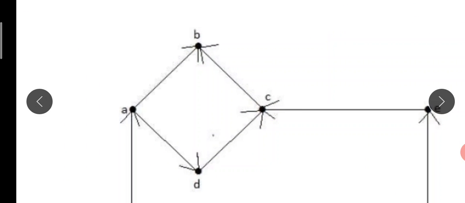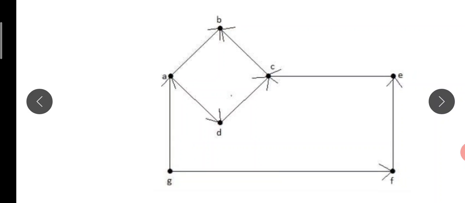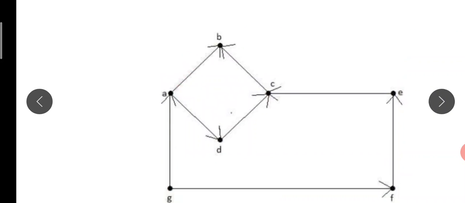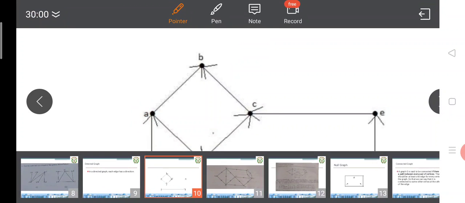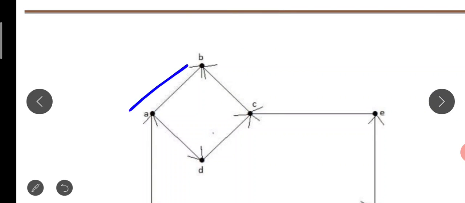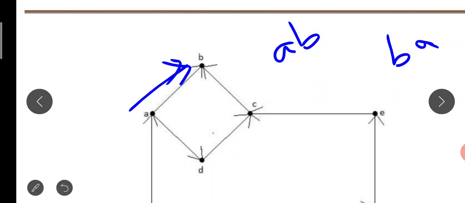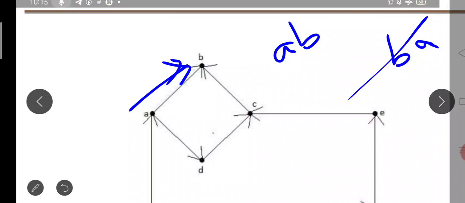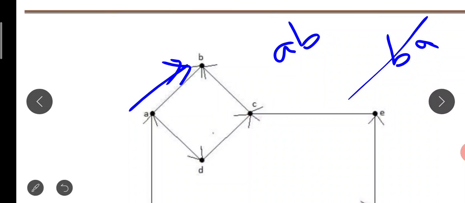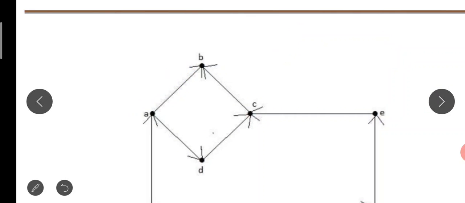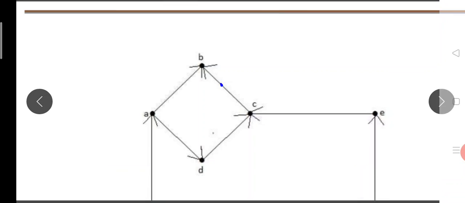If you compare this graph with the earlier graph, there is a speciality: the direction of edges is mentioned, like A to B. While writing the edge set, I should write AB. Suppose you write BA, it is wrong, because the edge B to A is not there in the directed graph. Edges should be directed edges, direction is mandatory.